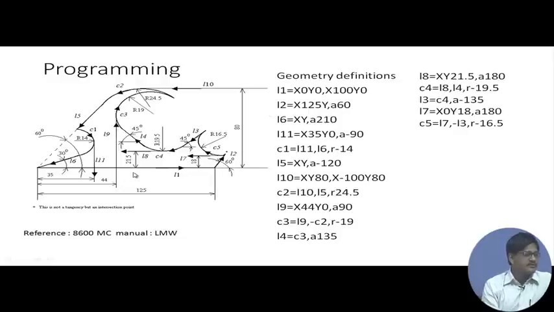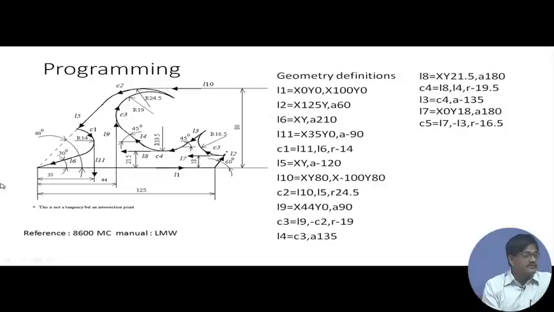We have given certain names to these geometry elements. This is L1, this is L2, this is C5, this is L3, together with a particular direction. So, let us see, L1 has been defined to be starting from x0 y0 to x100 y0. So, it is a straight line along the positive x direction. L2 is passing through the point x125 y0, and at angle 60, that means the positive direction of L2 will be making an angle of 60 degrees with the positive x. So, this is L2, and after that L6 is defined.